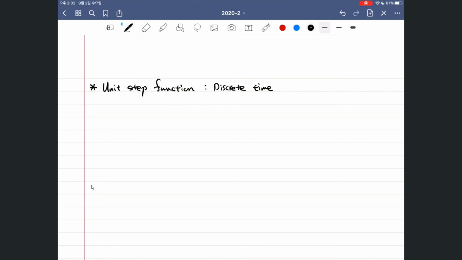I would first want to draw this function and then give you the definition. As it is a discrete time, we have 0 here, 1, 2, minus 1, minus 2, minus 3, and so on. So the unit step function is like this. If n is smaller than 0, then it has the value of 0. And if n is bigger than or equal to 0, it has the value of 1.